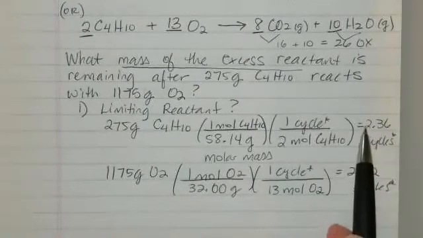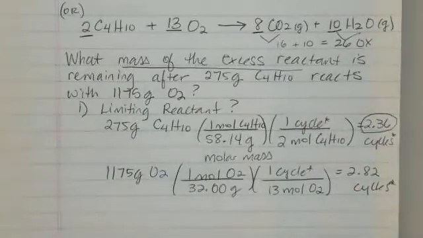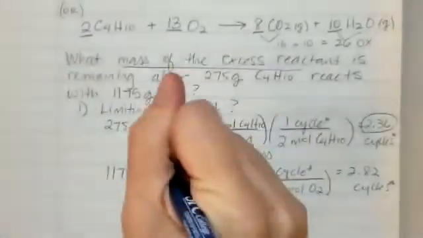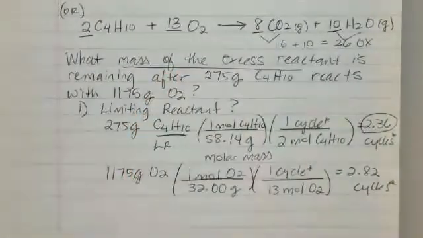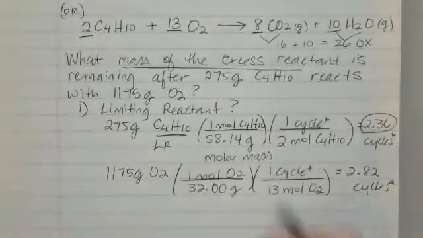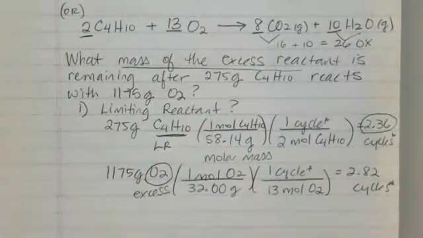So what we can tell then is that 2.36 obviously was smaller than 2.82. So that tells me that C4H10 is my limiting reactant. It's going to tell me how far the reaction can go. And then that tells me that the O2 is the excess reactant, right? Because if one's limiting, the other one is excess.